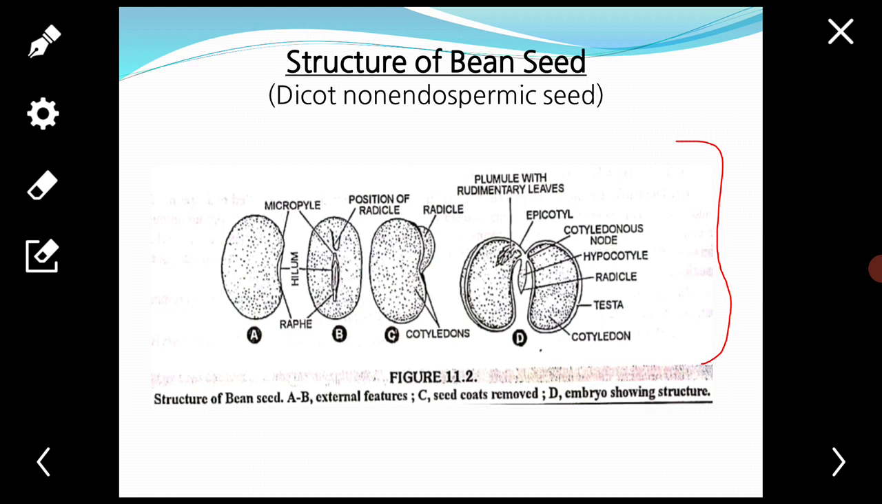The seed coat encloses an embryo which is differentiated into the radicle, plumule, and cotyledons. The radicle, when it elongates, gives rise to the primary root, whereas the plumule gives rise to the aerial shoot, as you see in this figure.